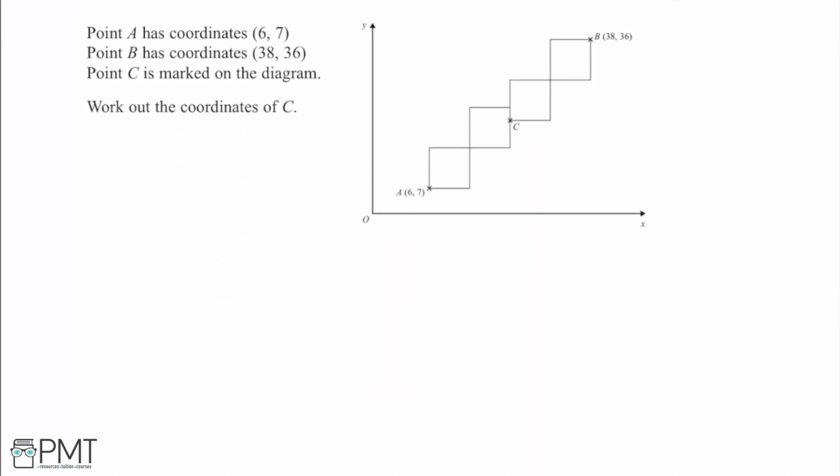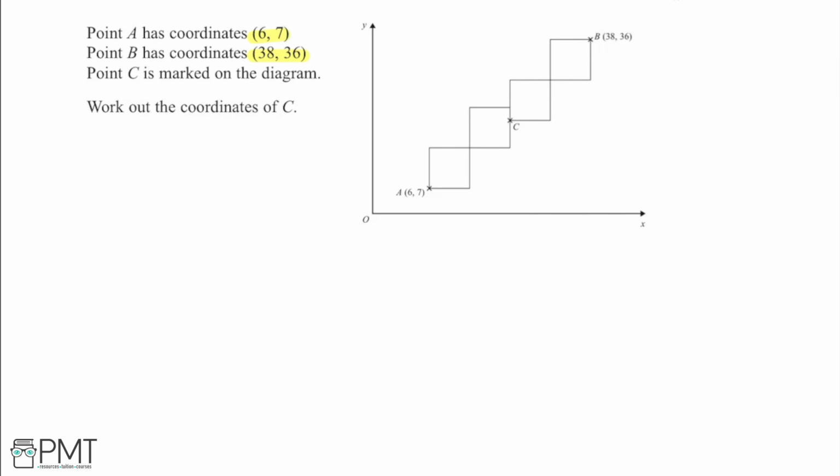If we then go on, we're told that point A has coordinates 6, 7, and we can see point A here on the diagram. It's in the bottom left corner of the bottom left square of the diagram. And we then have point B, which is at 38, 36, which is at the top right corner of the top right square of this diagram. So these 2 points are the furthest away they could possibly be on this diagram. They're on opposite corners of the pattern, as far away as they can be while touching the squares.